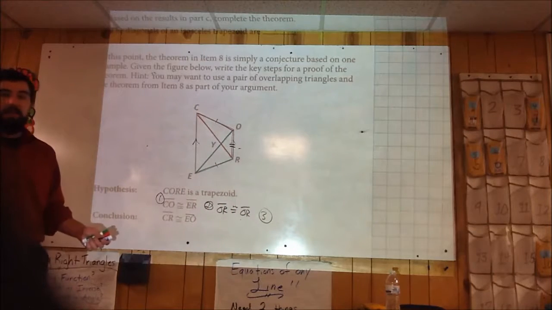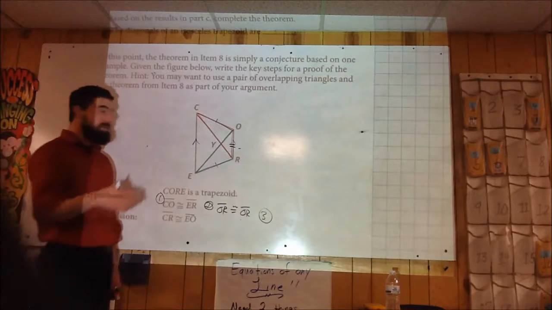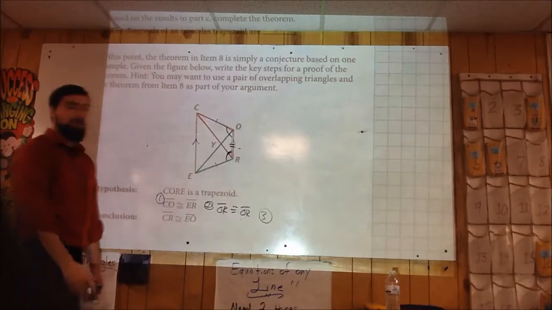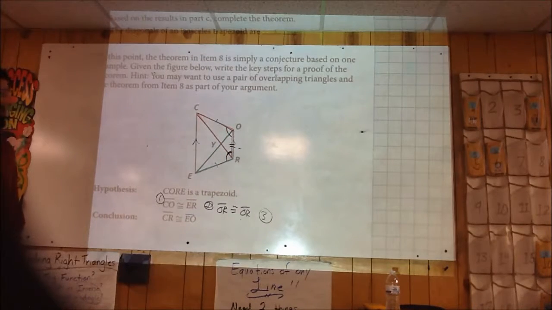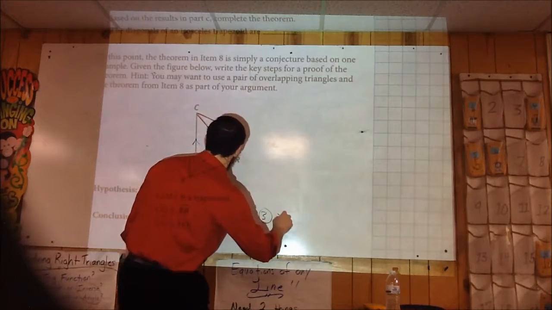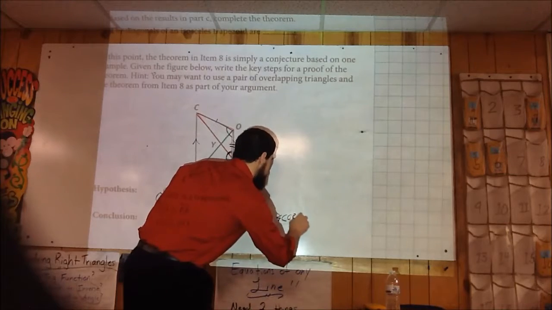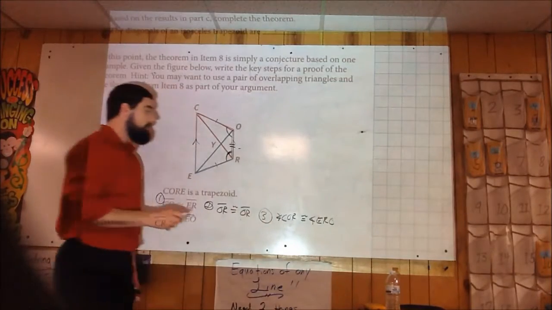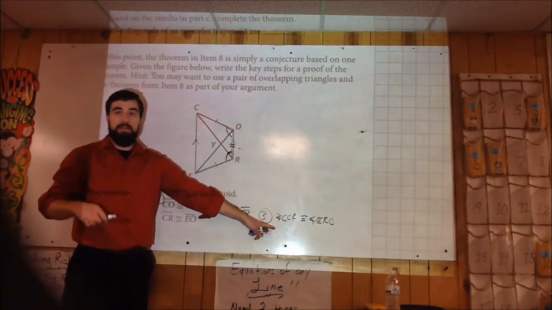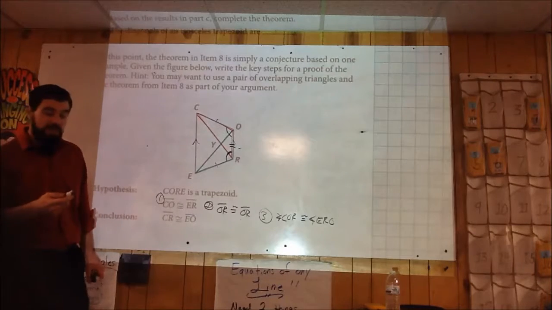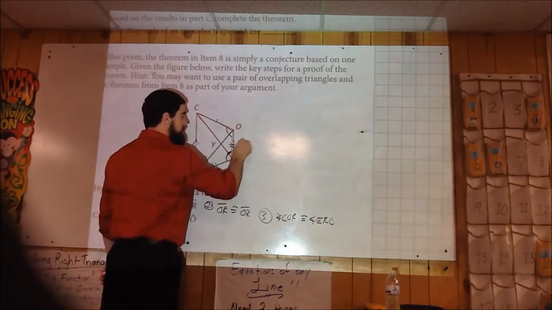We just got done talking about how isosceles triangles have congruent base angles. So if I look at this angle here and that angle there, that's a set of base angles. And in isosceles triangles, I'm so sorry, in isosceles trapezoids, the base angles are congruent. So I could say that angle COR is congruent to angle ERO. And that would be justified by base angles are congruent in isosceles trapezoids. Now these two triangles are congruent because of side, angle, side.